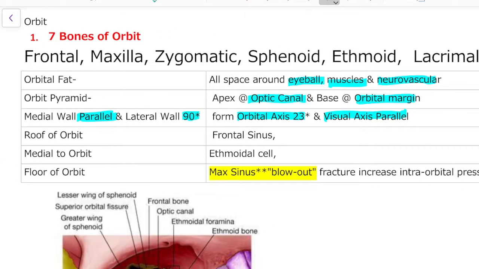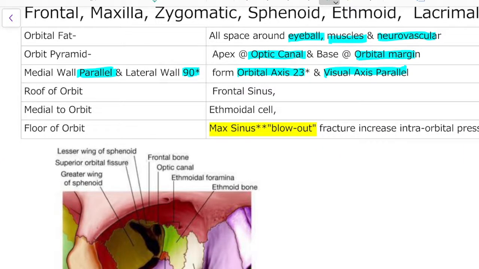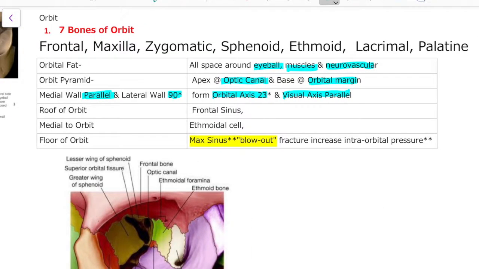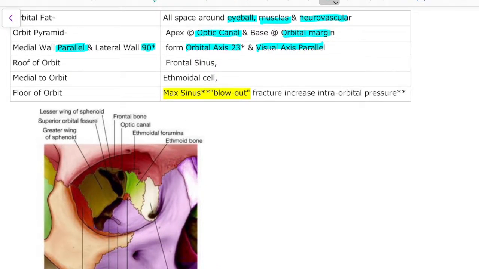Carrying on, we have the roof. We have 3 basically directions to the orbit. We have the roof above, we have the medial wall, and then we have the floor. So we know above the orbit will be the frontal sinus, medial to the orbit will have the ethmoidal cell or ethmoidal sinus, and then floor of the orbit will be the maxillary sinus. And the maxillary sinus is important because of the blowout fractures. It's also the thinnest part, so due to the intra-orbital pressure, as the eye cannot expand, it will cause the fracture in the maxillary sinus.